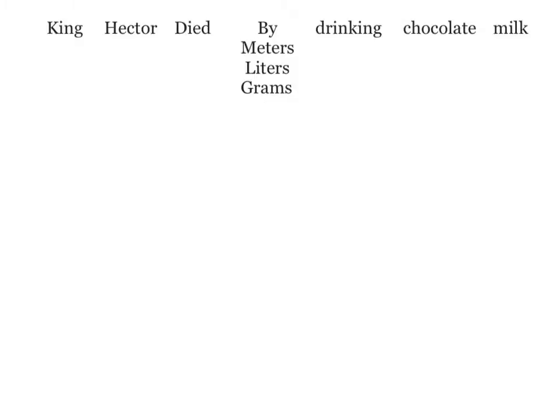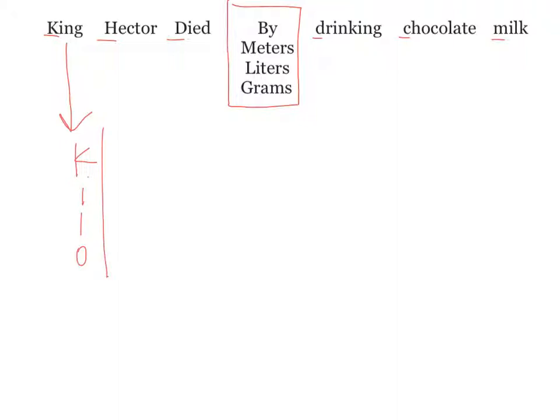The phrase we're going to use to help us learn the metric system is King Hector died by drinking chocolate milk. Each of these first letters relate to a metric unit. So I'm going to show you how to draw our metric chart. I'm going to start with King. King really stands for kilo. So you'll hear a kilometer, kiloliter, or kilogram. Kilometer would be measuring distance, kiloliter would be measuring the liquid, and kilogram would be weight.